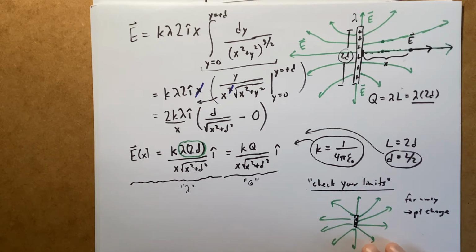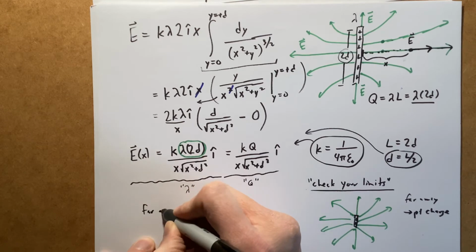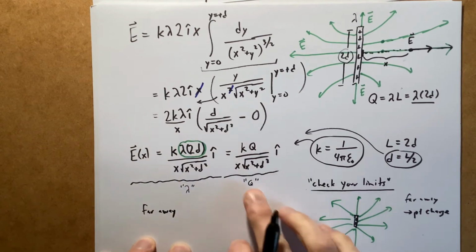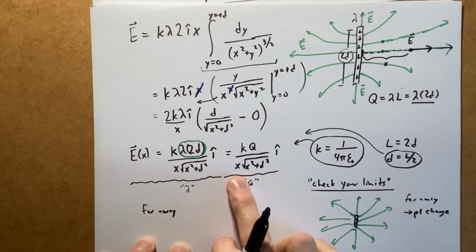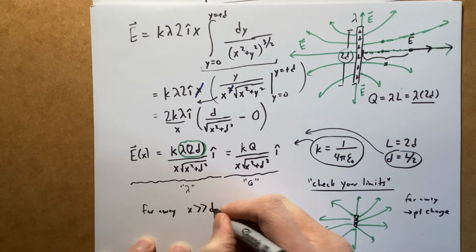We should expect that as you go to a very large distance, you should get back a formula that agrees with point charge behavior. Now, what does that mean here? So in our far away limit, let's look at these. Okay, when we're far away, where x is much greater than d, okay?